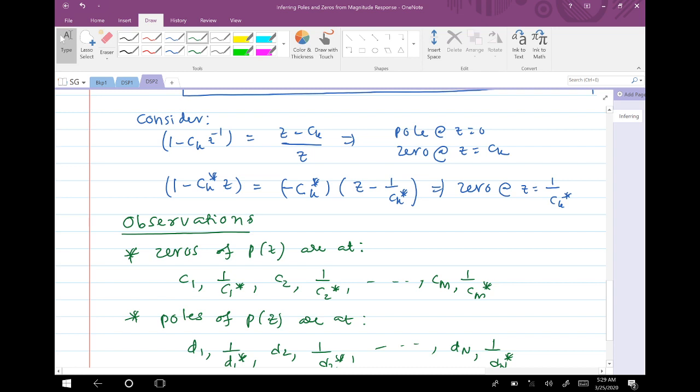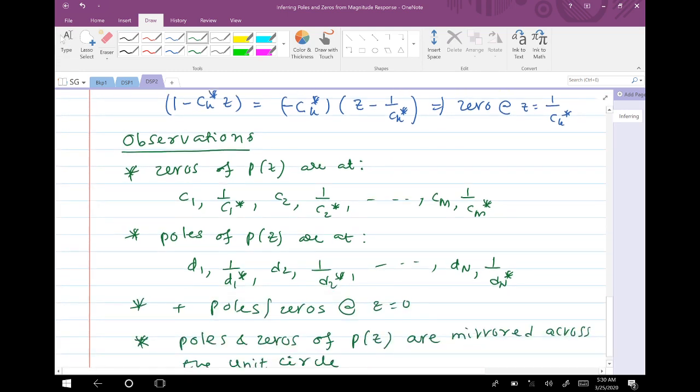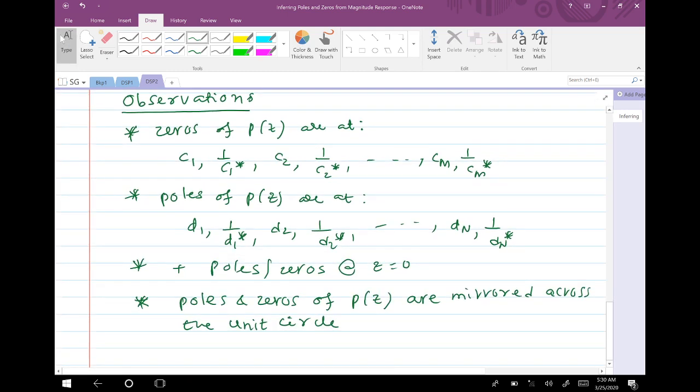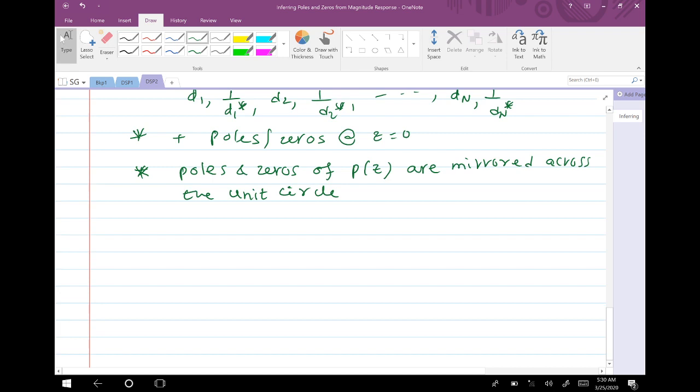So let's take a real value. For example, if c1 equal to 0.1, 1 by c1 conjugate is 1 by 0.1, that's 10. Similarly the same thing applies, and you could see that these are all mirrored across the unit circle. Maybe this would become more clear if we draw a pole zero plot for one of them, for example h of z, and then take a look at the pole zero plot for p of z. That's what we will do now.